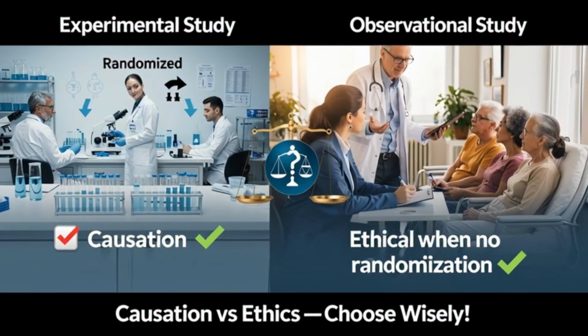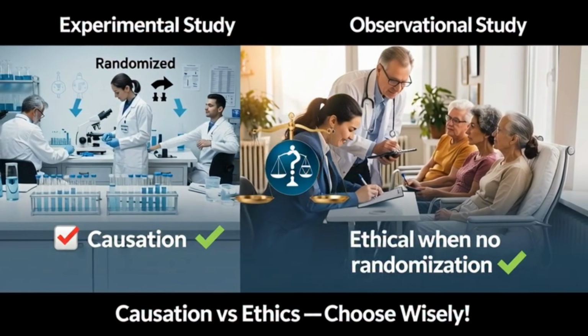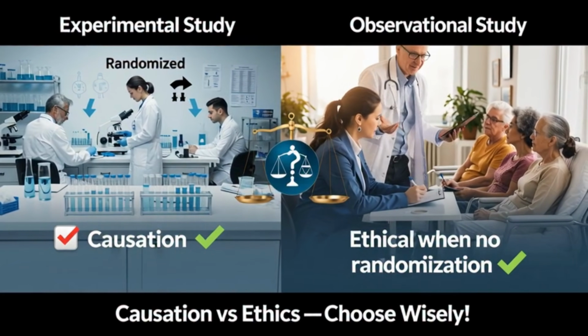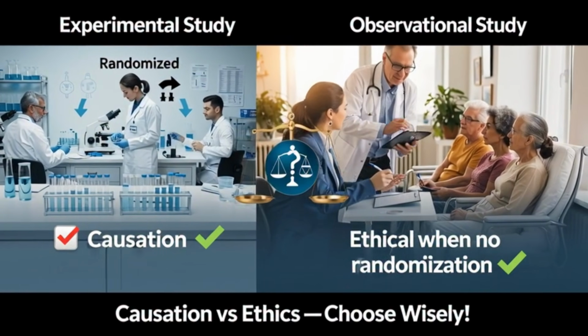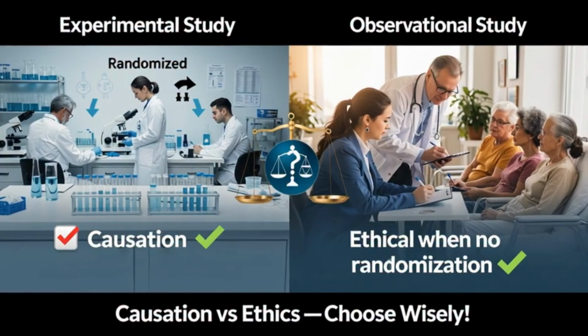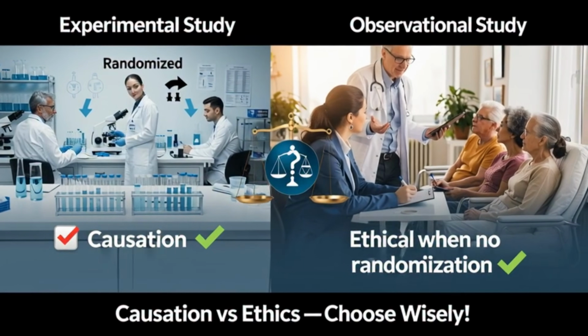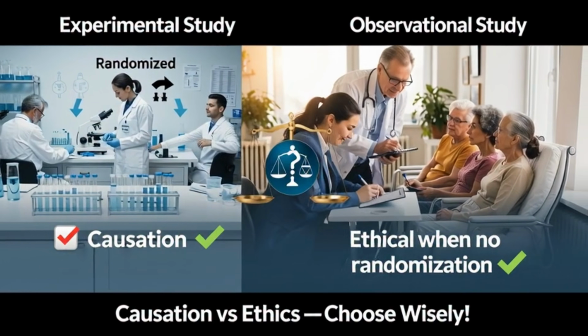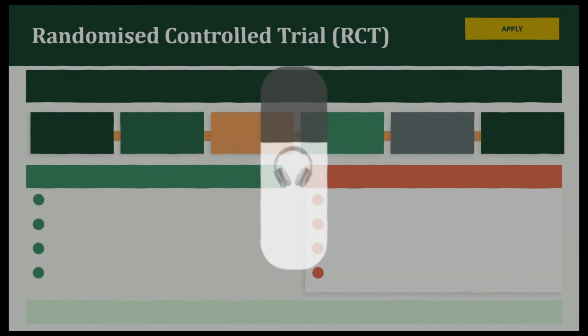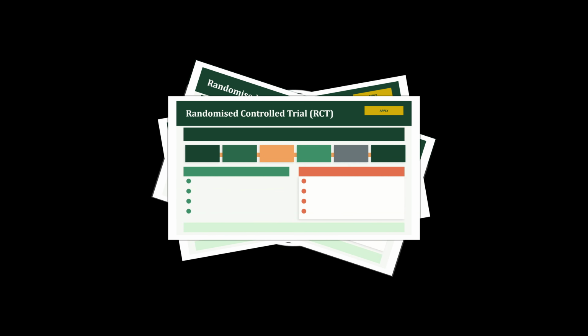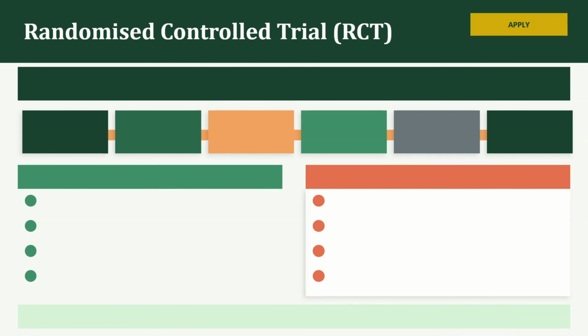Which one proves causation? Experimental. Which one is more ethical when you cannot randomize? Observational. Keep that trade off in mind. Let's start with the king of evidence, the randomized controlled trial or RCT.